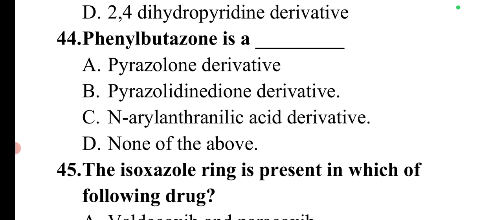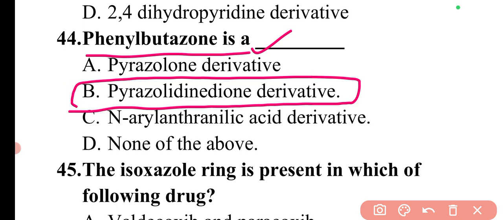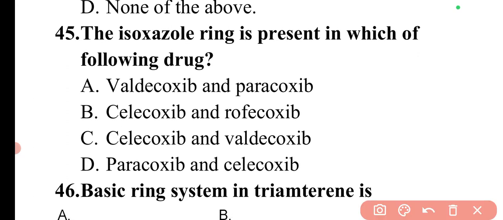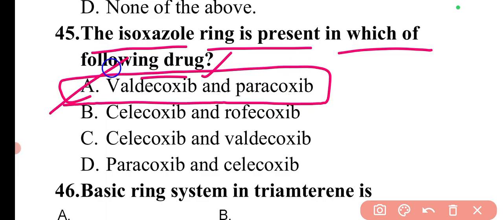Next question is, phenylbutazone is a. So phenylbutazone is a pyrazolidinedione derivative, and it is a non-steroidal anti-inflammatory drug. So here option B is correct. Next question is, the isoxazole ring is present in which of the following drugs? So the isoxazole ring is present in valdecoxib and parecoxib, which are non-steroidal anti-inflammatory drugs only. So here option A will be the correct answer.